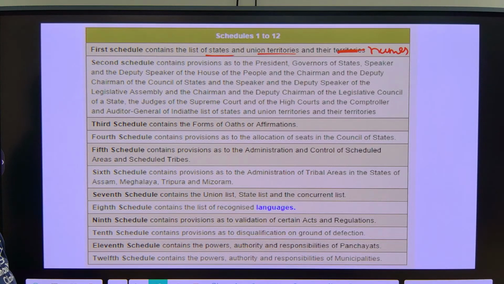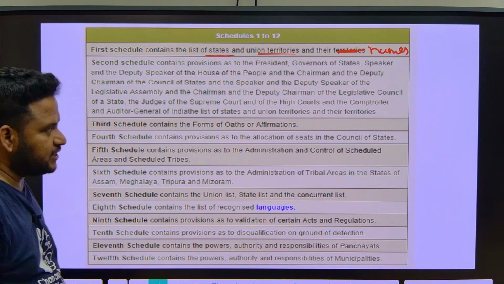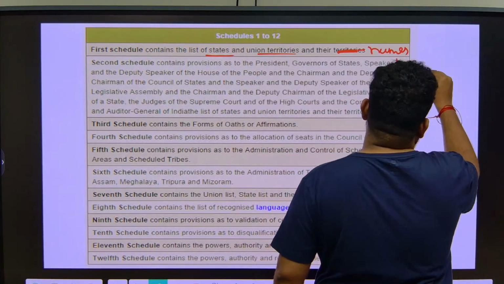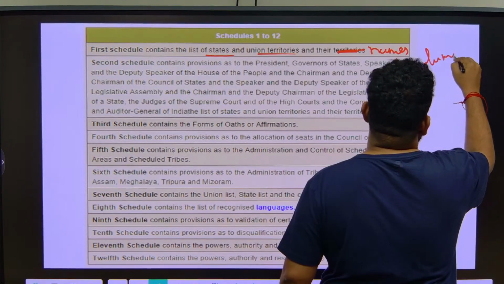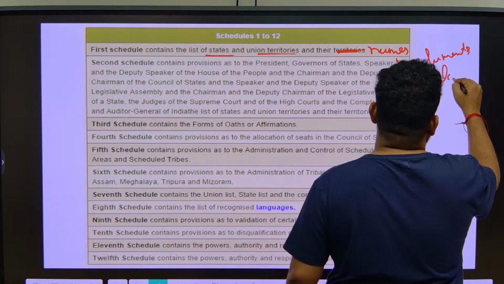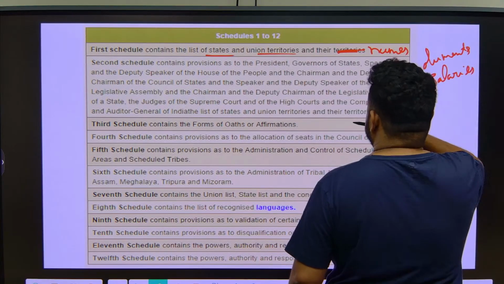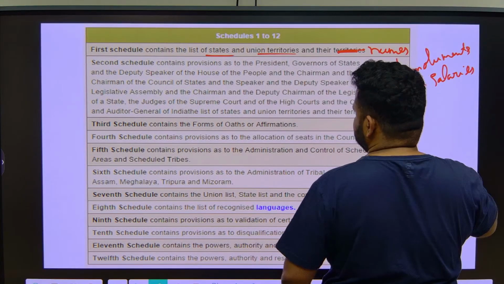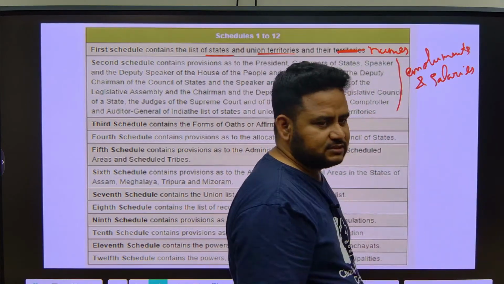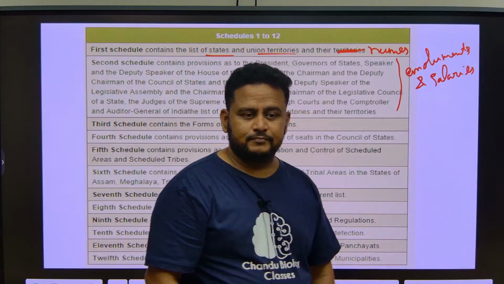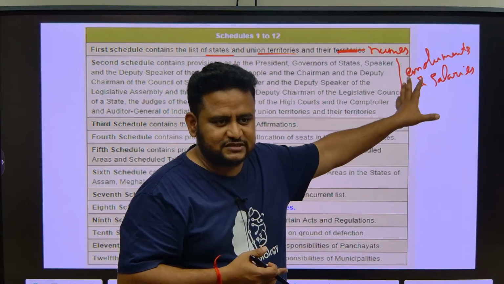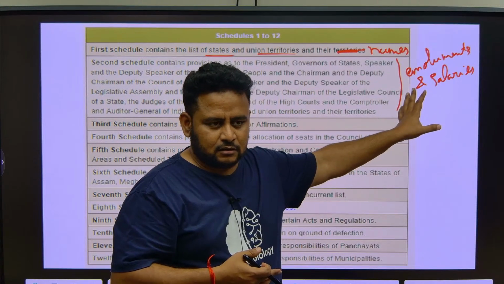Emoluments and salaries. Second schedule talks about what? It talks about emoluments and salaries. No need to worry about this much. Emoluments and salaries. Of whom? Of you or me? Emoluments and salaries means all the benefits and salaries they get.